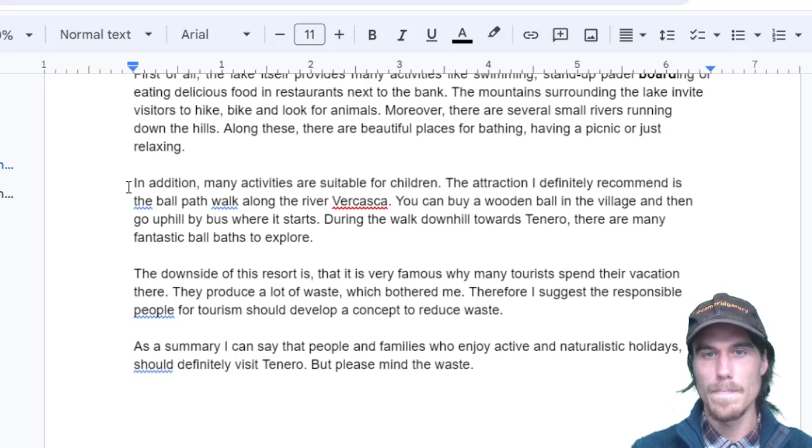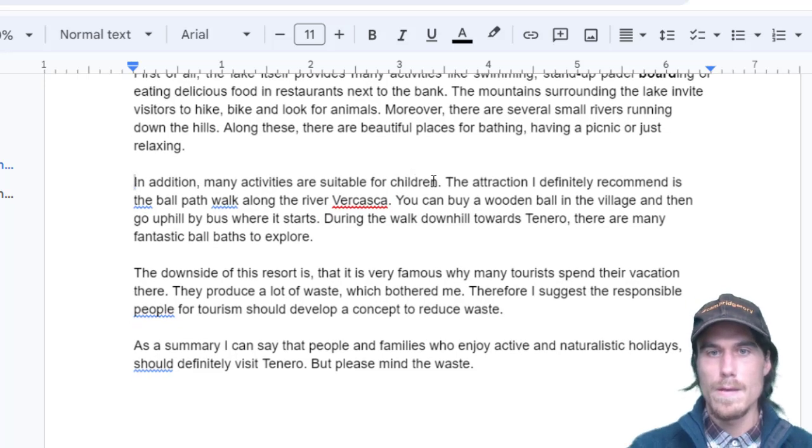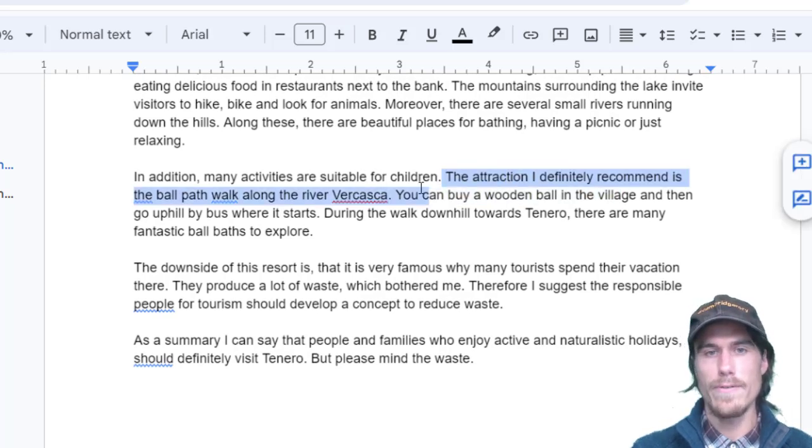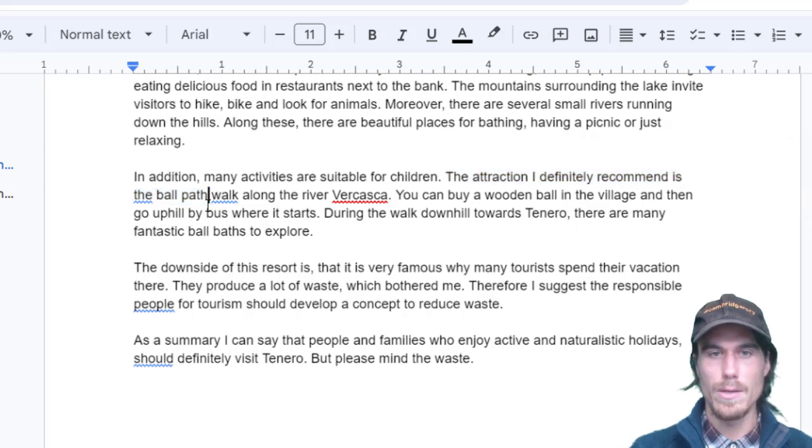Okay. Many activities are suitable for children. Okay, the attraction, this is good. The attraction I definitely recommend is the Bull Path walk along the river.